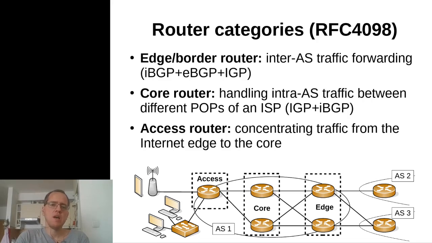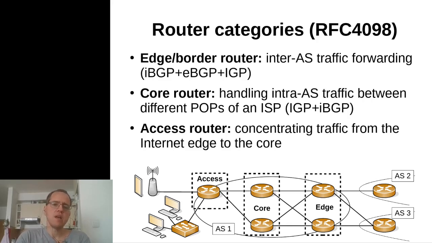So this is the router categorizations from RFC 4098. We've seen the access core edge separation basically encompasses all these areas of basically everything related to networking. And wherever we have a network, be that a cloud network, the internet, an autonomous system, or anything else, we usually have this access core edge separation.